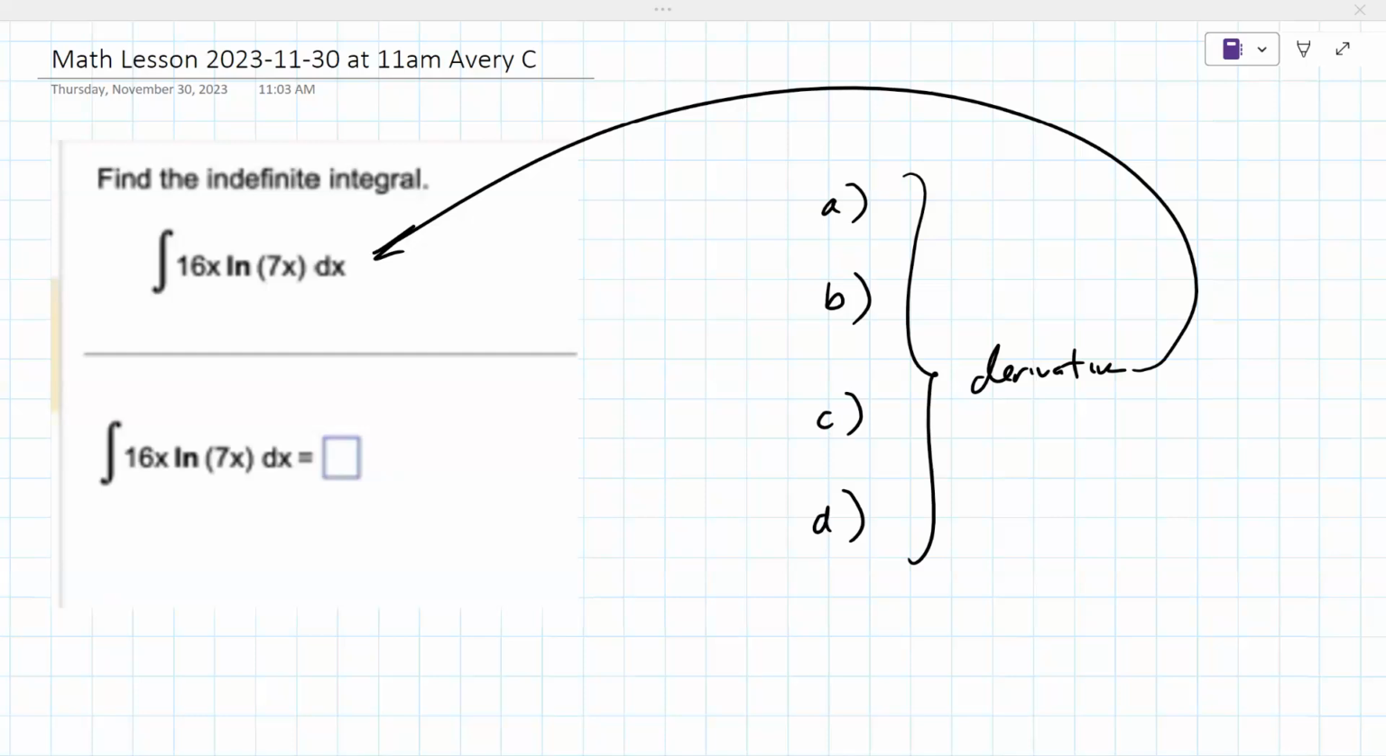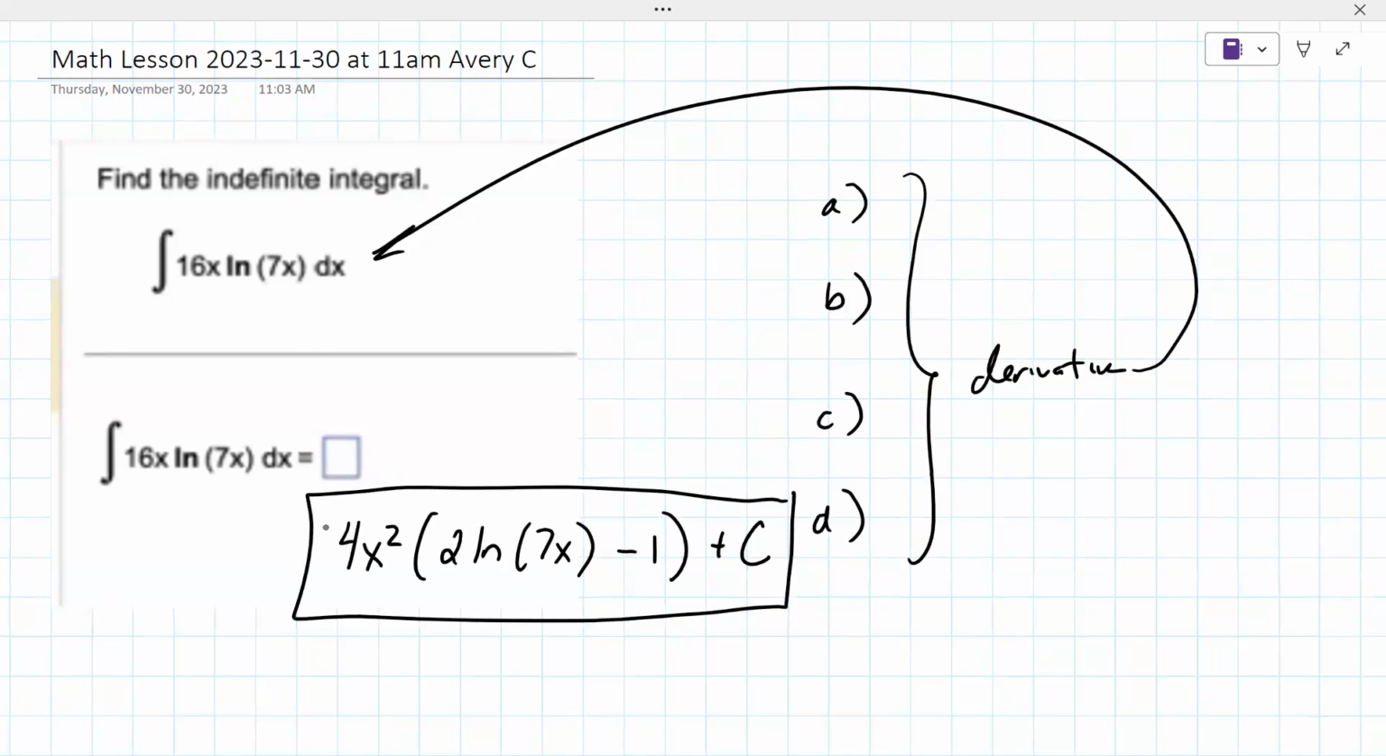To actually explain how to do this would take a lot of time, and we don't have time for that. So the answer here is 4x squared times 2 natural log of 7x minus 1 plus a capital C. Believe it or not, that's the answer. And so that would be one of the answers in your multiple choice, and you would take the derivative of this to get back to what's there.